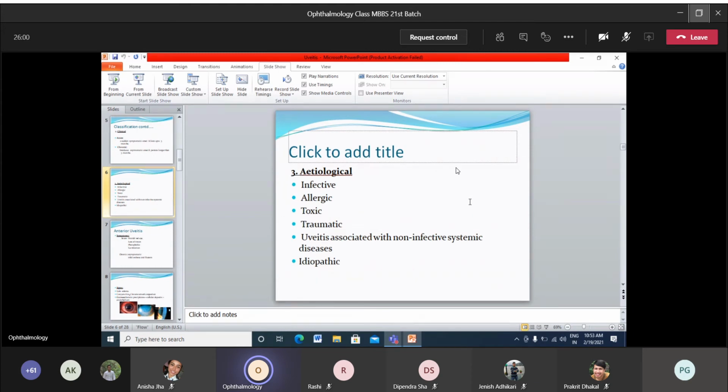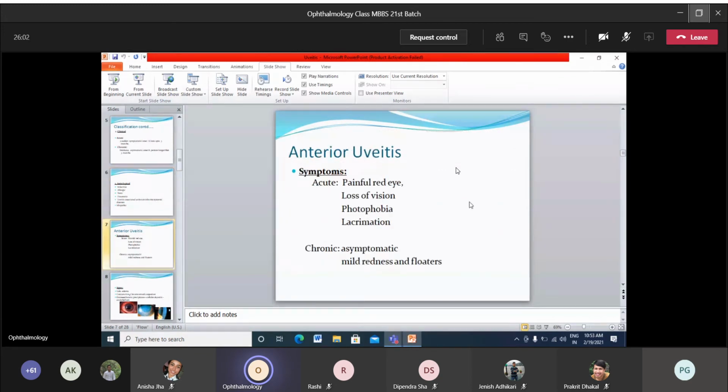Okay. Now coming to anterior uveitis, this is important for y'all. Posterior uveitis and intermediate uveitis are not so important, just a few words about those. So anterior uveitis is any condition where there's inflammation of the iris and pars plicata of the ciliary body.